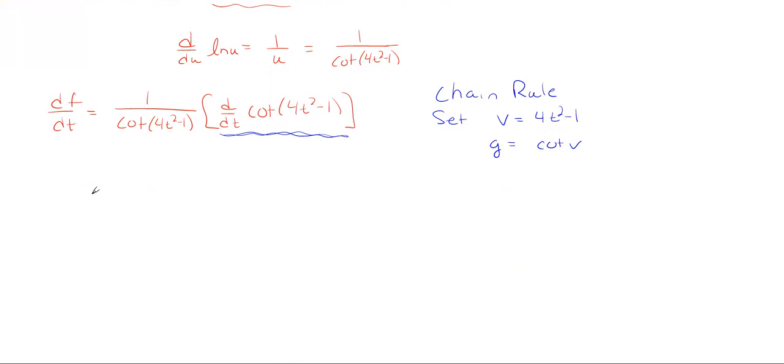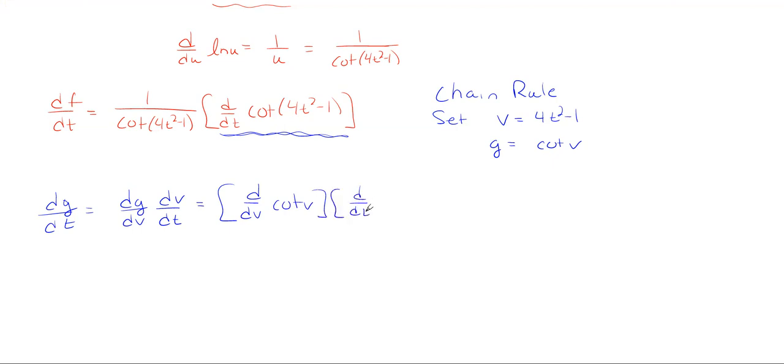So we are going to have dg dt is equal to dg dv multiplied by dv dt, which is equal to d dv cotangent of v multiplied by the derivative with respect to t of 4t squared minus 1. All right, this is not terrible. So the derivative of cotangent of v will be the minus cosecant squared of v.